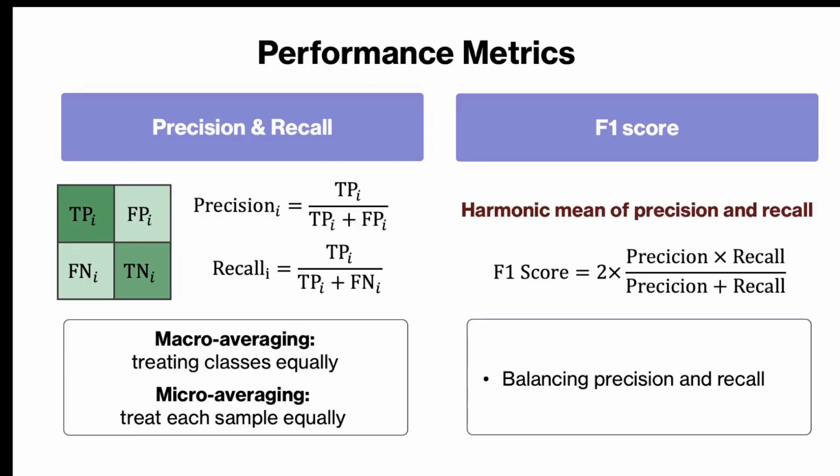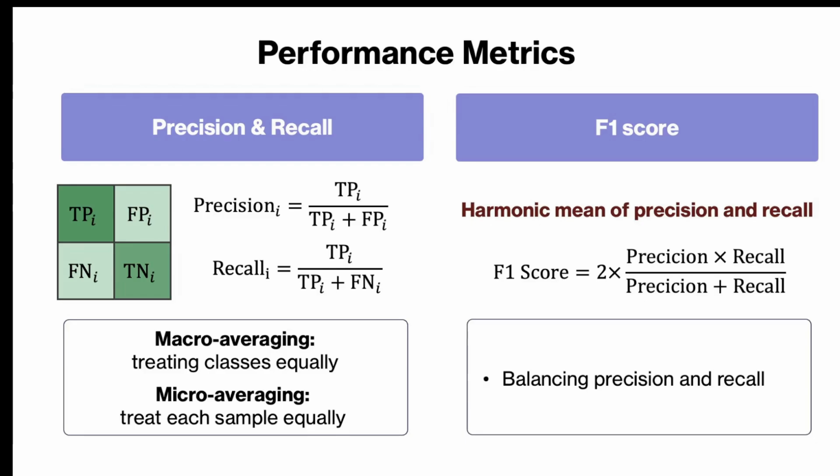Another performance metric for image classification is precision and recall. For computing precision and recall, first we have to identify all the samples into these four categories: true positive, false positive, false negative, and true negative. And this is treated for each class separately. Then we can calculate precision and recall with these formulations. Precision is true positive divided by all the predicted positive samples for that class i, and recall is the true positive divided by all the real positive samples for that class i.